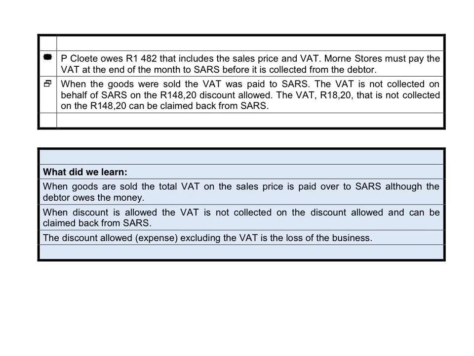So what did we learn today? When goods are sold, the total VAT on the sales price is paid over to SARS, although the debtor owes the money. When discount is allowed, the VAT is not collected on the discount allowed and can be claimed back from SARS. The discount allowed expense excluding the VAT is the loss of the business.